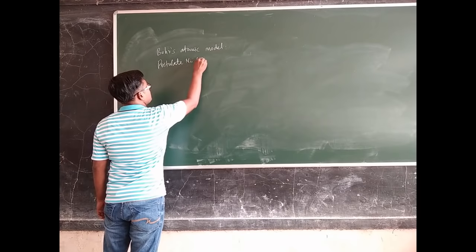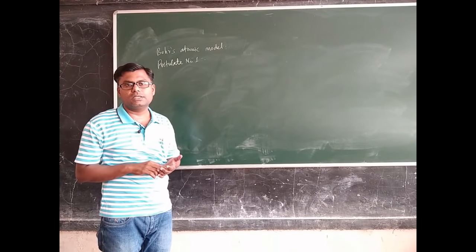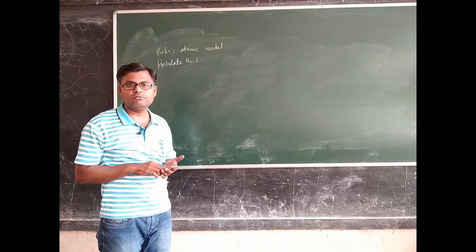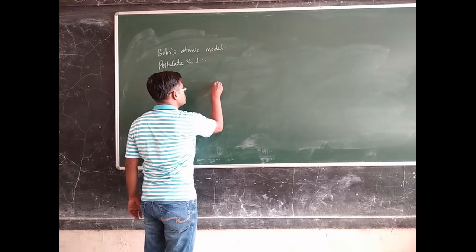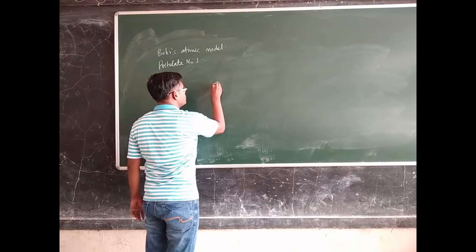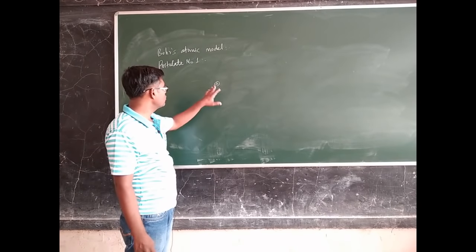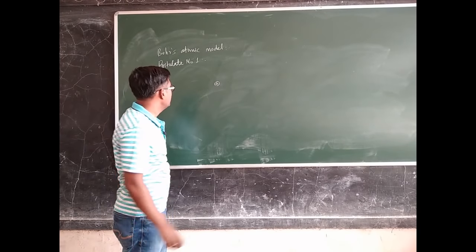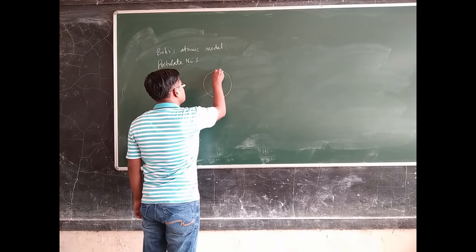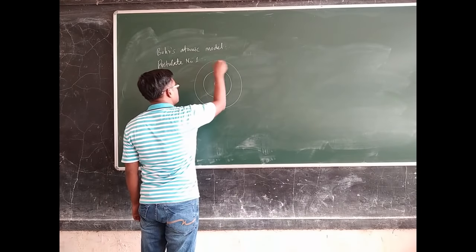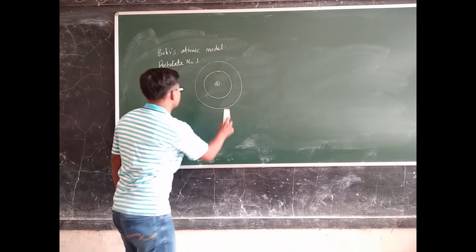Postulate number 1. According to this postulate, every atom consists of a centrally located area which is called the nucleus, and all the positive charges are deposited onto the nucleus. All the protons and neutrons are inside the nucleus, and negatively charged electrons are revolving around the nucleus in a circular orbit. Let us consider only one orbit.